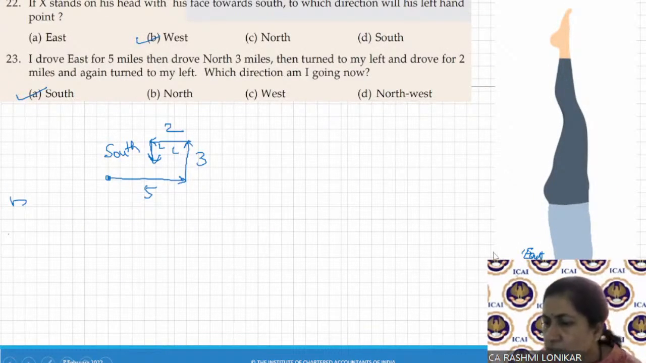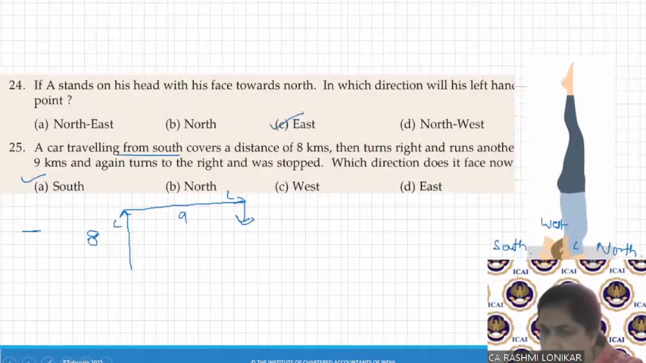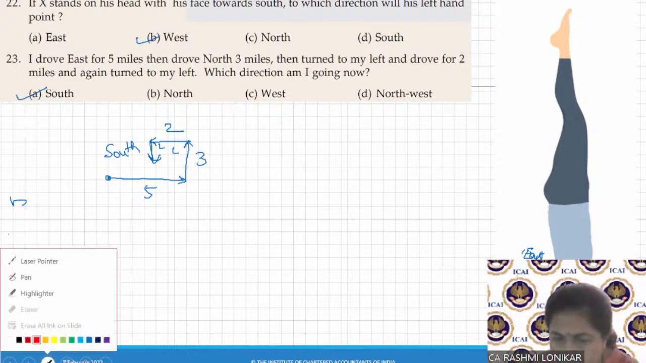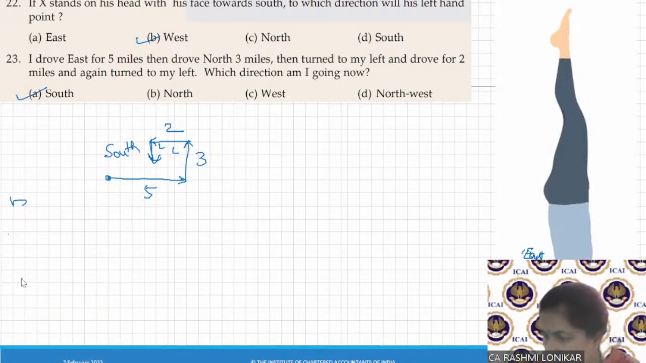See, here what is happening in the 28th? This person's head is in the south direction, so his face is towards the south. When this is your south direction, then this will be your west, this will be your north, and then this will be your east. And this is his left hand. They are asking the question, left hand is in which direction? It is in the west direction.